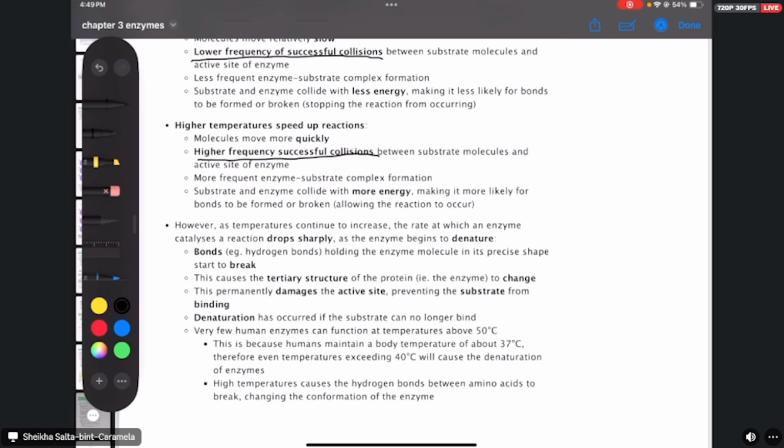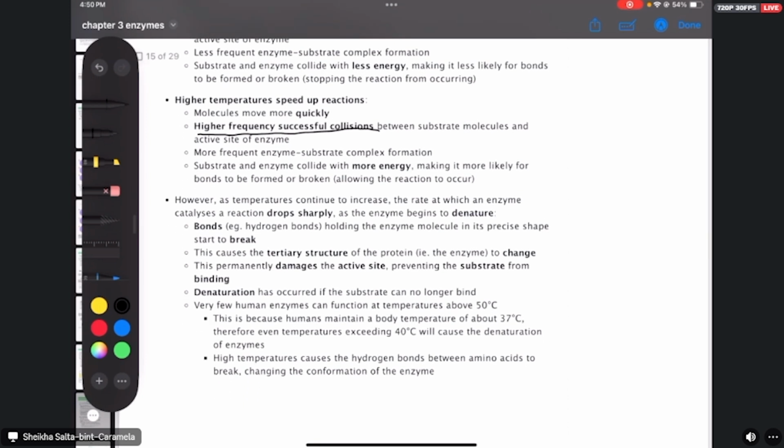So after a certain temperature increase, the enzyme will start to denature, and the bonds which make up the active site, which includes the hydrogen bonds and the hydrophobic R group interactions, will also start to break and the tertiary structure will be disrupted. That means that the active site will also be damaged and the substrate will be prevented from binding to the enzyme. This is called denaturation.